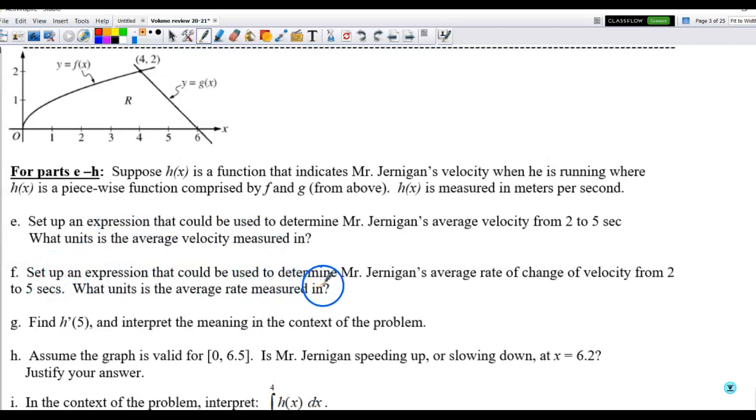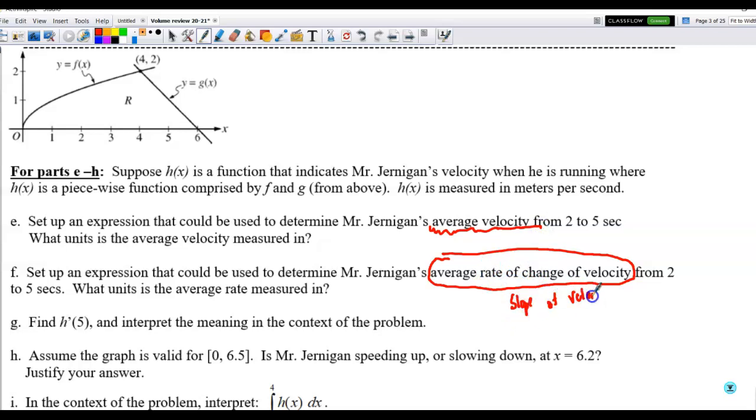Set up an expression that could be used to determine Mr. Jernigan's average rate of change of velocity. So pay attention to these two phrases. Average rate of change of velocity is not the same as average value of velocity. Average rate of change is slope of velocity. So we're literally using the slope formula on the velocity function from 2 to 5. So that's simply going to be v of 5 minus v of 2 over 5 minus 2.